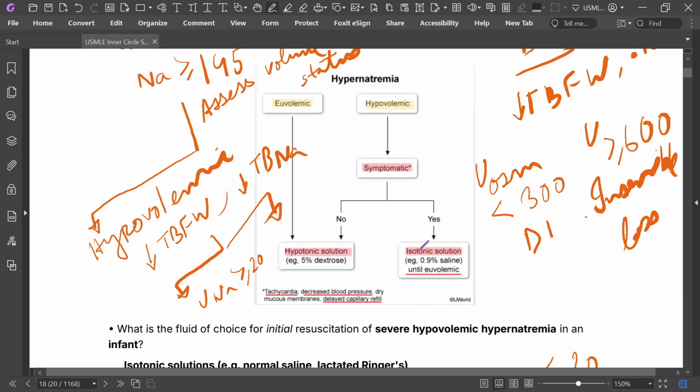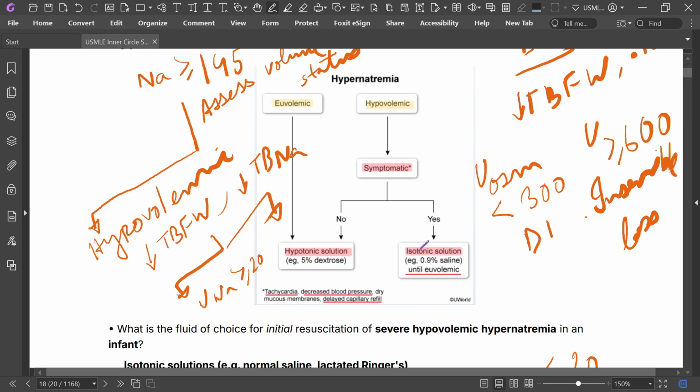And in euvolemic, total body water is low, but total body sodium is normal. In euvolemic, again you do urine osmolarity. If urine osmolarity is less than 300, it is renal loss, diabetes insipidus. If urine osmolarity is more than 600, it is non-renal loss, insensible loss.